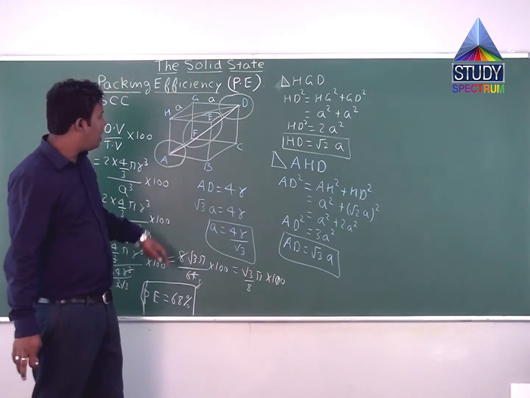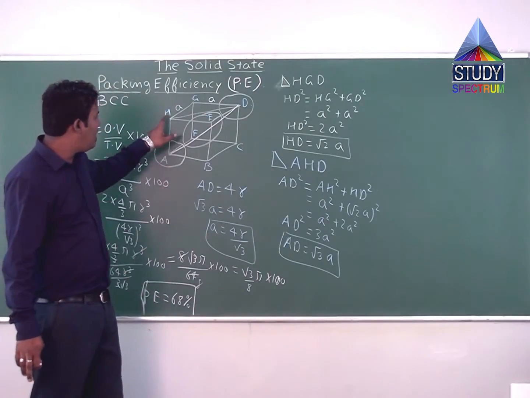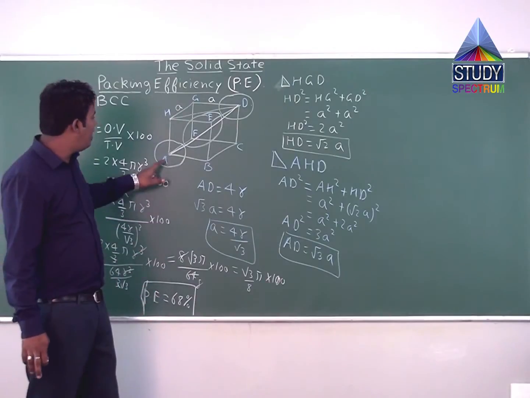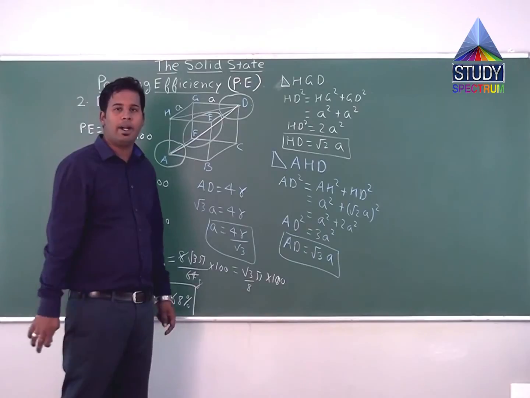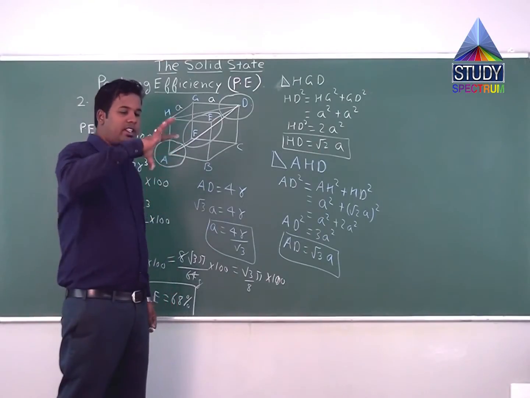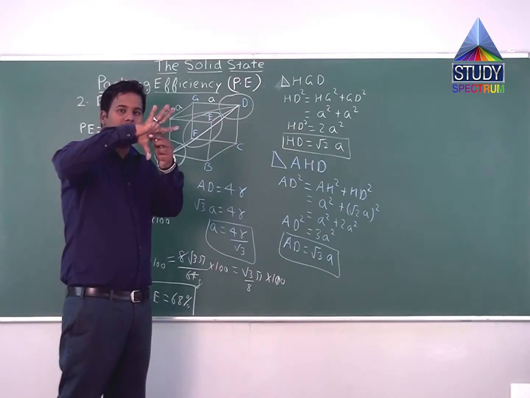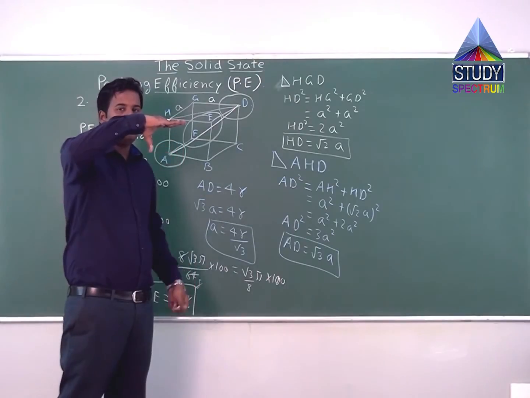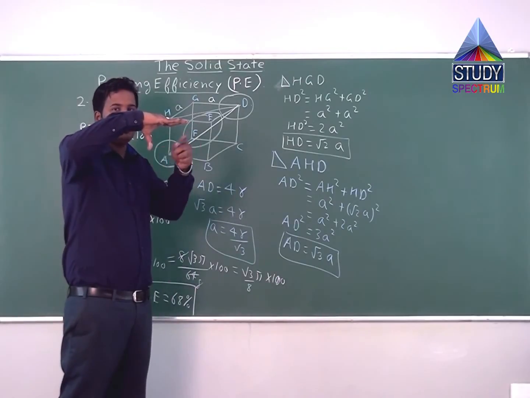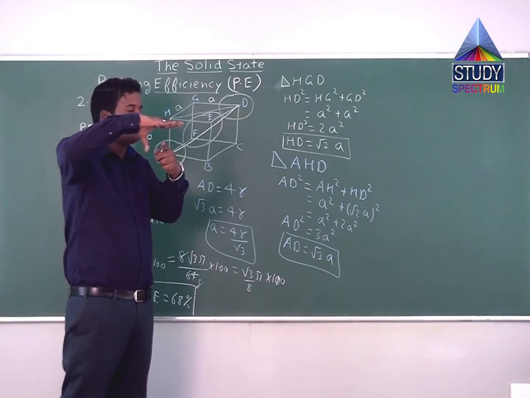The second right triangle I have considered is triangle AHD, where the angle AHD is 90. Why is it 90? Because they lie in two different perpendicular planes. AH is this length, HD is this length, correct? Since both the planes are perpendicular to each other, this angle is 90 degrees, correct? And AD is this length, which is one of the body diagonals which I have considered for the calculation.